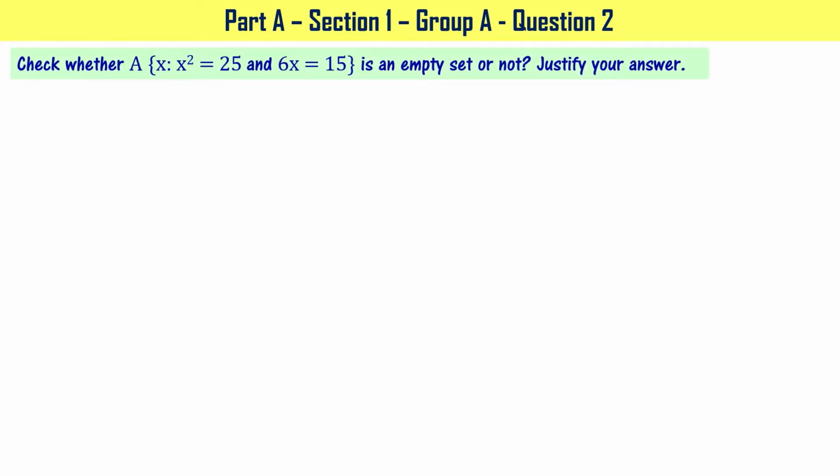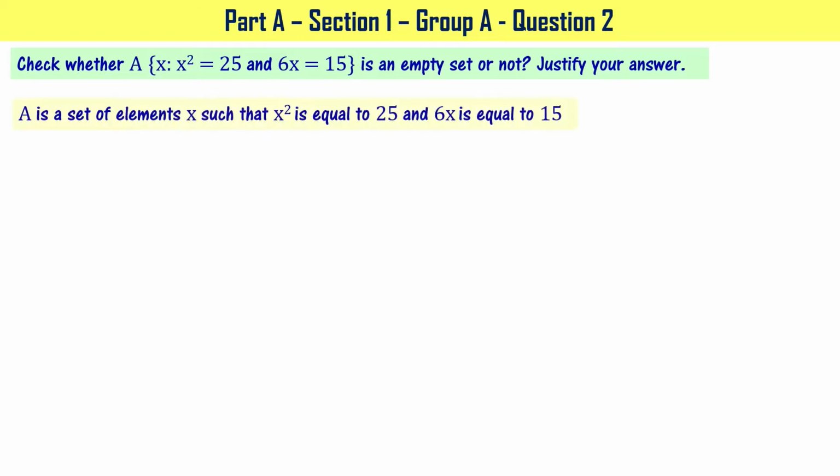That is question number 2. Check whether A equal to {x : x square equal to 25 and 6x equal to 15} is an empty set or not. Justify your answer. The set given in set builder form can be read as A is a set of elements x such that x square is equal to 25 and 6x is equal to 15.